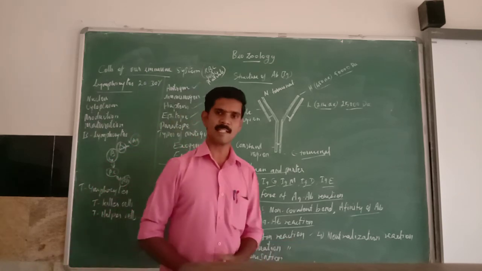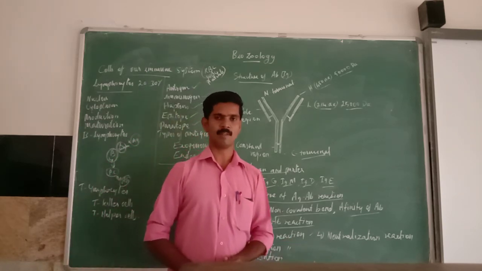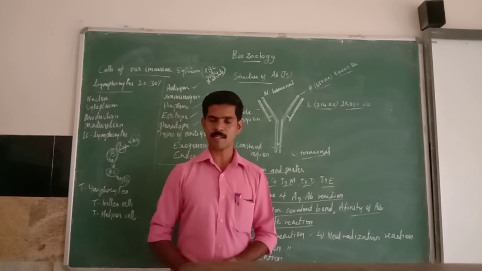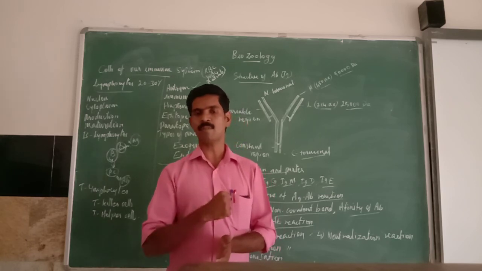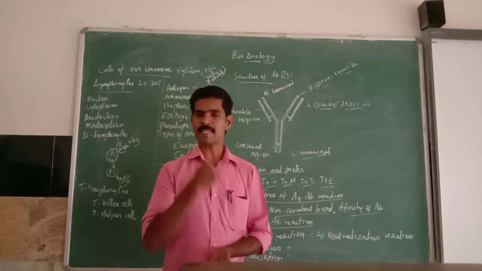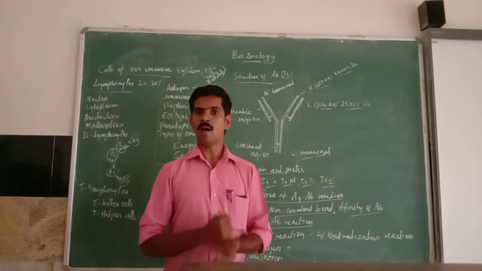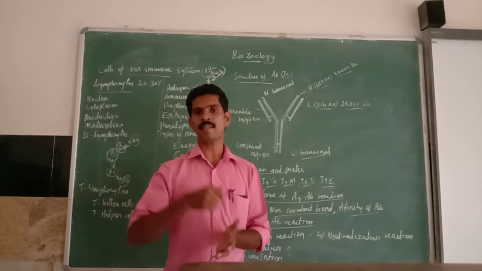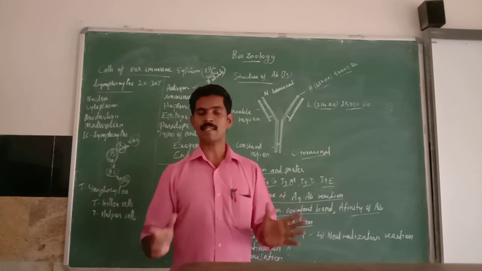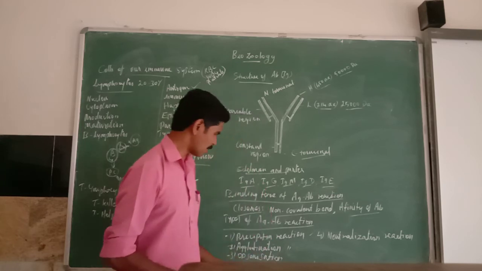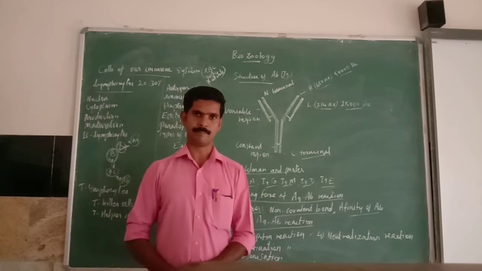The third reaction is called opsonization. Here one substance is formed called opsonin. This opsonin enhances ingestion of the antigen. The antigens are coated or covered with this opsonin. Finally, the antigens are destroyed. So this reaction is called opsonization reaction.